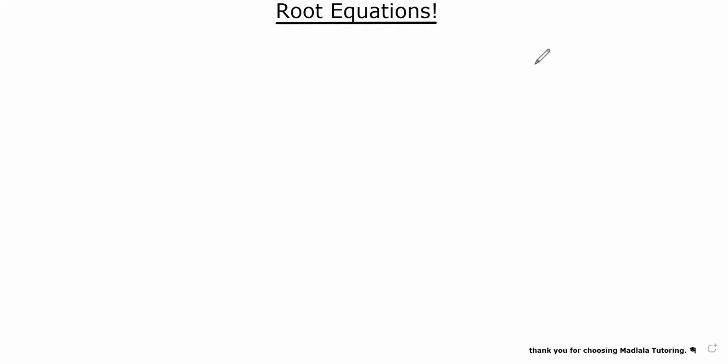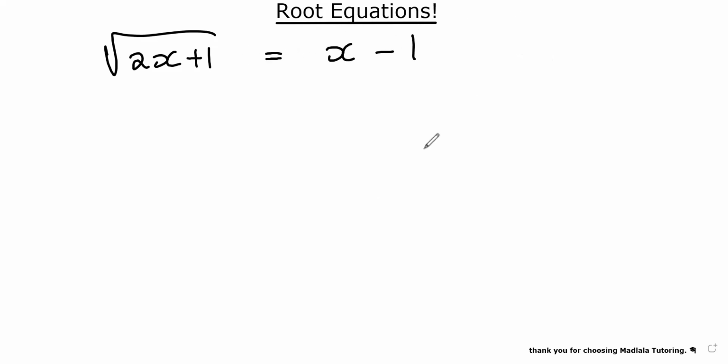So in this lesson, we are simply going to learn how to solve for x in root equations. So let's say they give you the equation. They say you have the square root of 2x plus 1, which is set equal to x minus 1. Well, the first thing that we need to do here is to destroy the square root. And the best way of destroying the square root is by squaring on both sides.